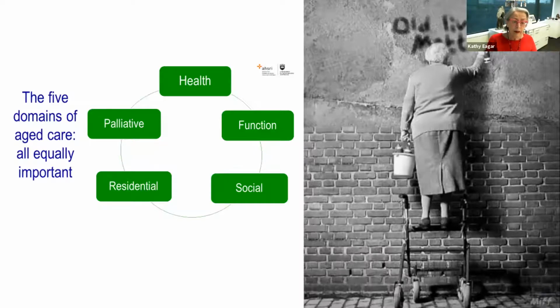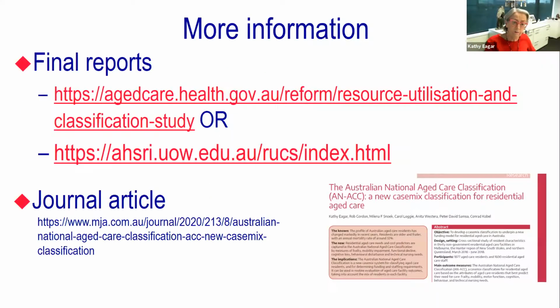I really do want to pick up and say I think that a proper aged care system would actually give equal weight to 5 domains: health, function, social, residential and palliative. And I don't actually believe that at the end of the Royal Commission, we achieved that. I think the Royal Commission got so overwhelmed and the politics of the Royal Commission was such that they ended up making a set of recommendations where they essentially treated aged care as a silo.